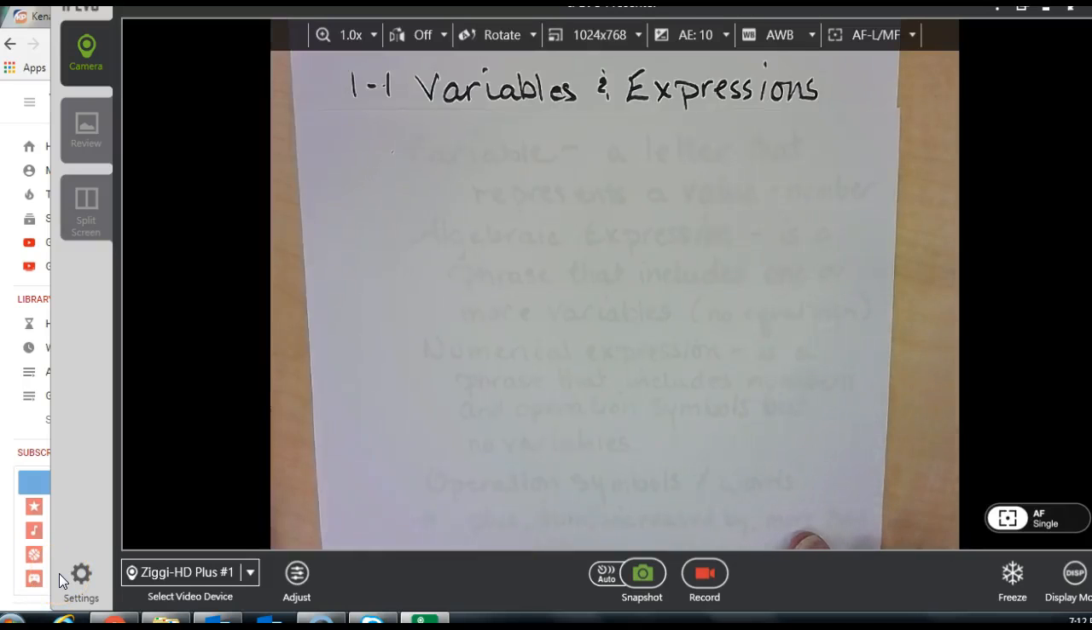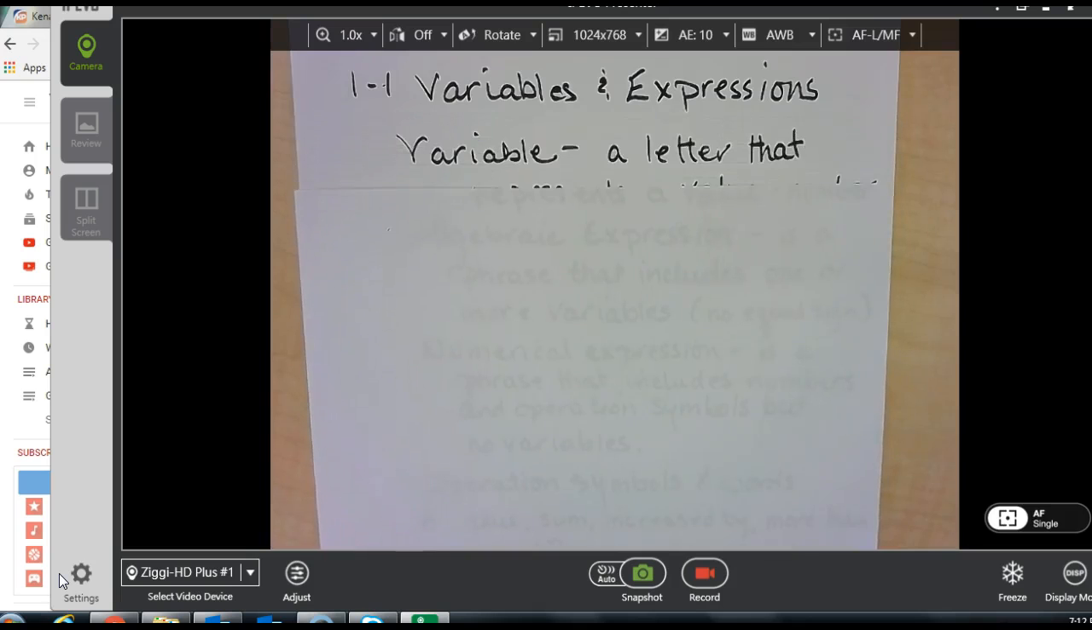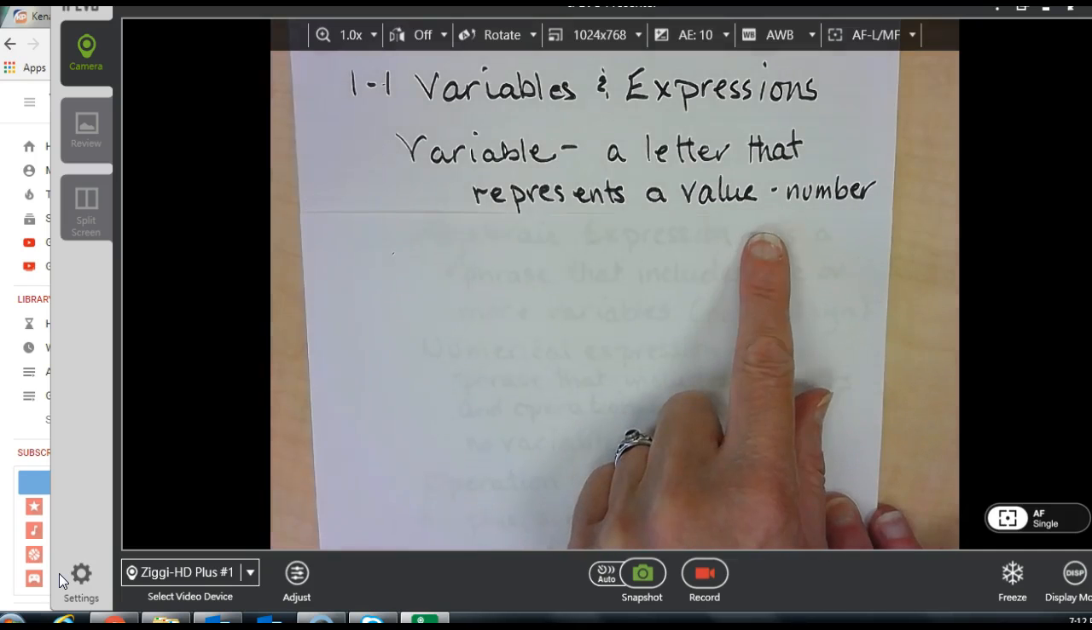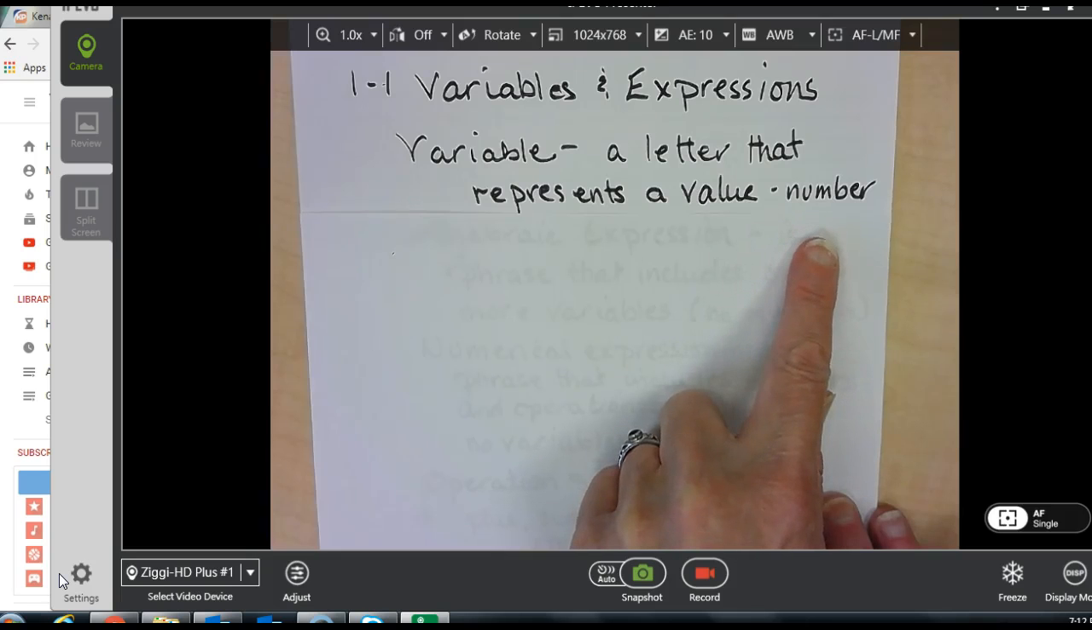Okay, so the first time I put sections 1-1 and 1-2 together, so now I'm going to try it separately because that didn't upload to YouTube. So 1-1, variables and expressions, will be the first one we're talking about, and we have a lot of definitions. So I'm just going to quickly go through the definitions and then show you what you're going to do with your homework. So a variable is a letter that represents a value, which is a number.